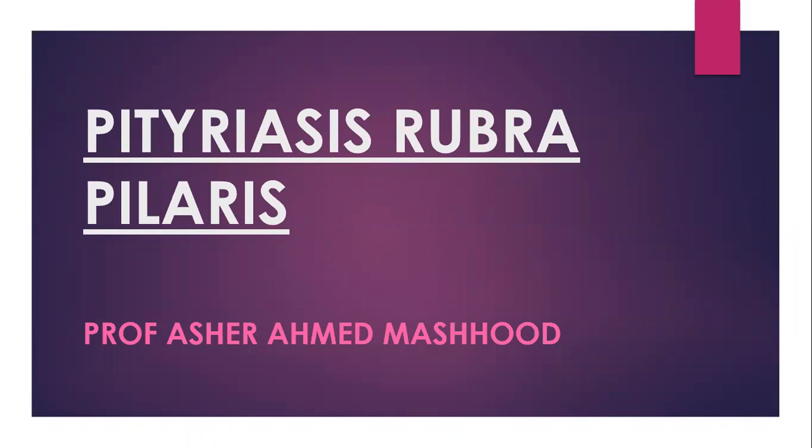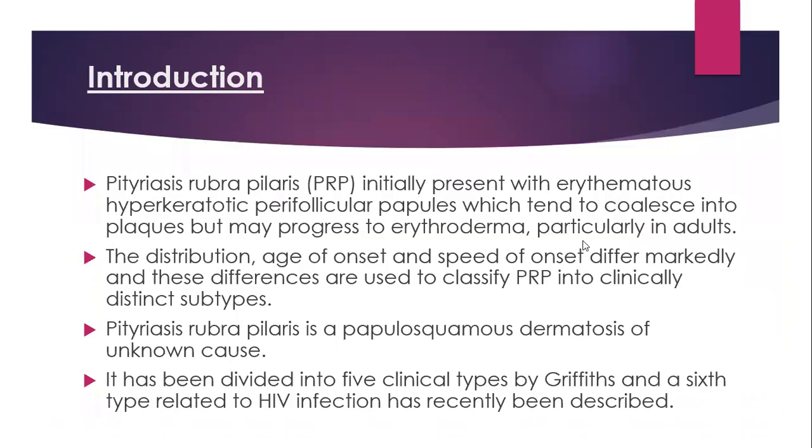The topic of today's lecture is Pityriasis Rubra Pilaris. Introduction. Pityriasis Rubra Pilaris, abbreviated as PRP, initially presents with erythematous, hyperkeratotic, perifollicular papules, which tend to coalesce into plaques but may progress to erythroderma, particularly in adults.